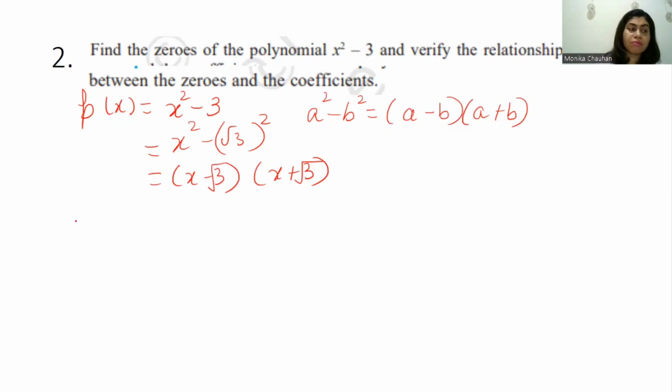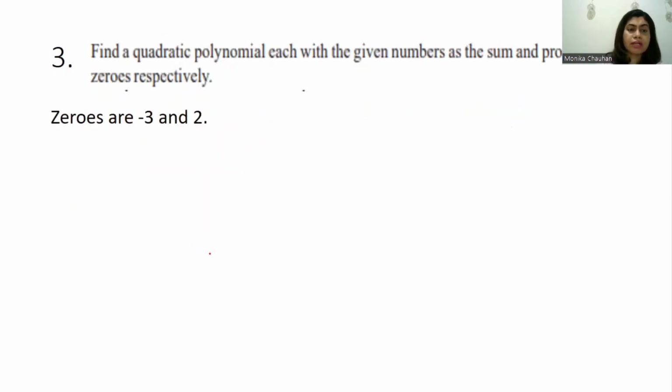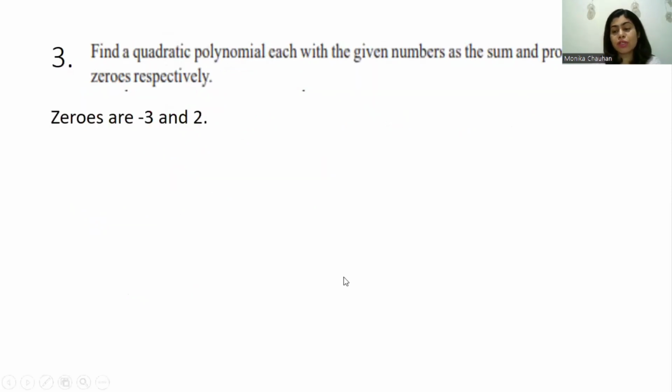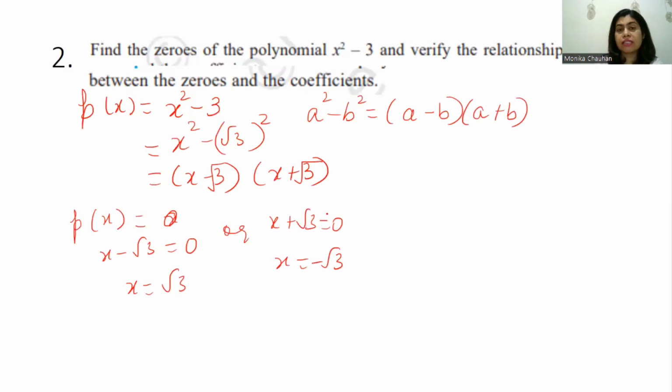Okay. So now for me to calculate the zeros of the polynomial, I will write here x, this is equal to 0. So first x minus root 3 is equal to 0. That means you will get here x as root 3. The similar one you will get here, minus root 3. Yeah. So you got two zeros like we always get. Now it's time to verify the coefficients.